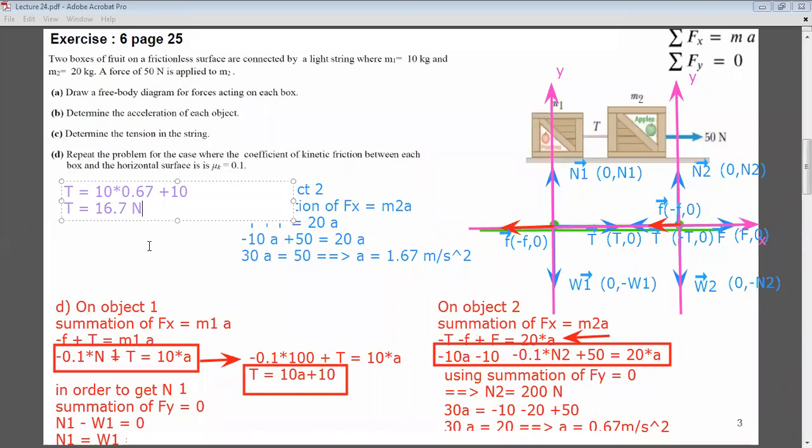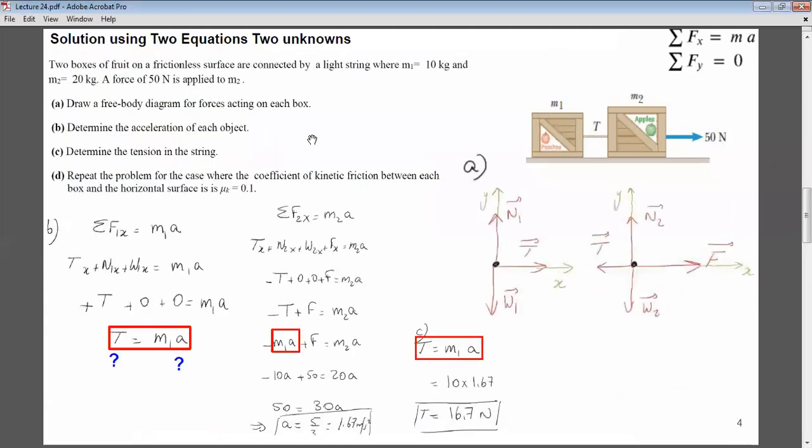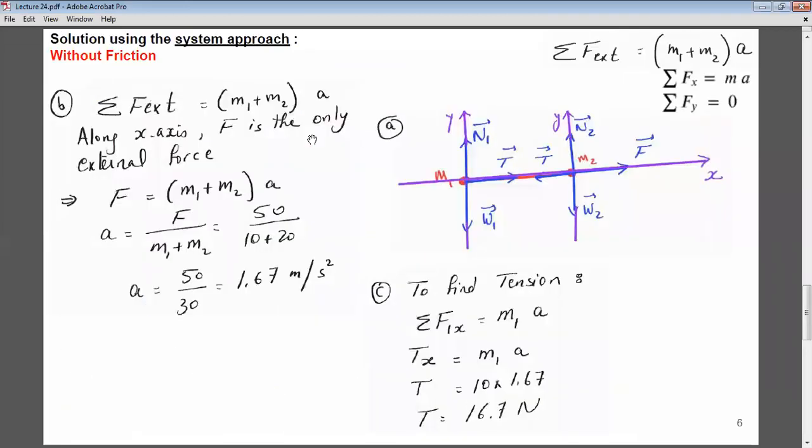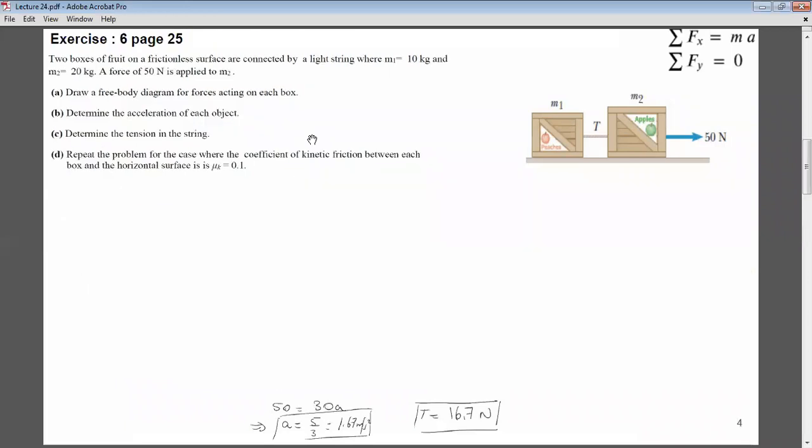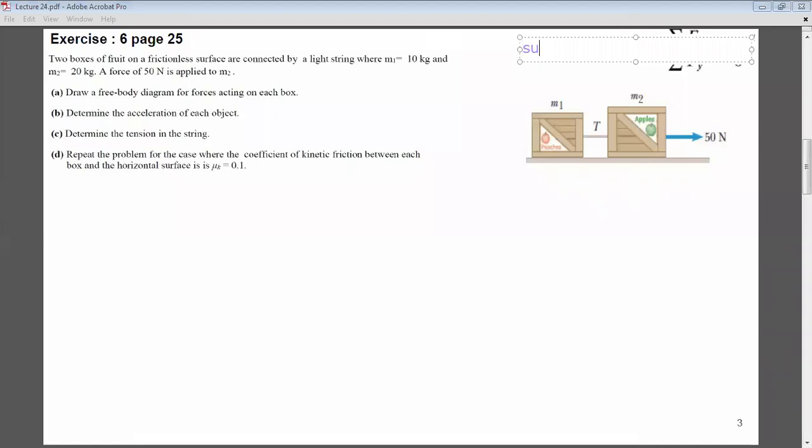Okay, so I solved the problem using the two equations in two unknowns method. Now I'm gonna do the same thing. So clear all drawings. Here you will find the solution using the two equations to unknowns. Now I'm gonna solve the same problem, but using the summation of F external. Summation of F external is equal M1 plus M2 times acceleration.